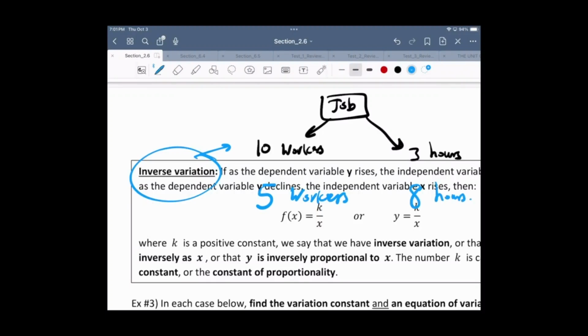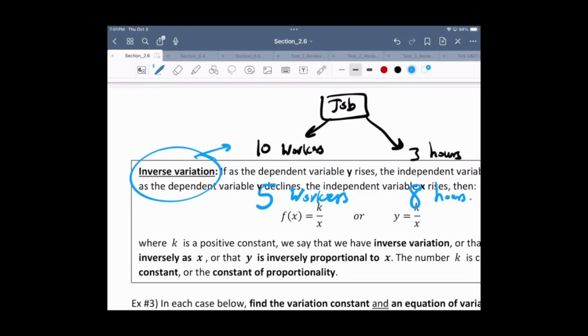So do you see how this works? As one variable goes up, the other one comes down, or as one variable goes down, the other one goes up. You can see clearly that the relationship is inverse between the number of workers hired on this job and the number of hours necessary to finish the job.